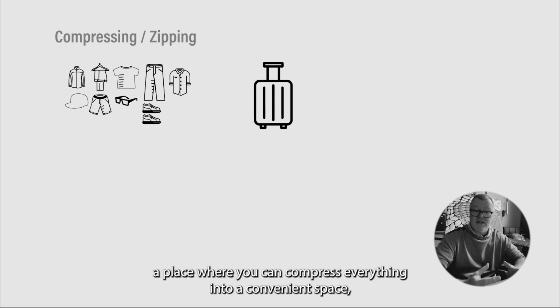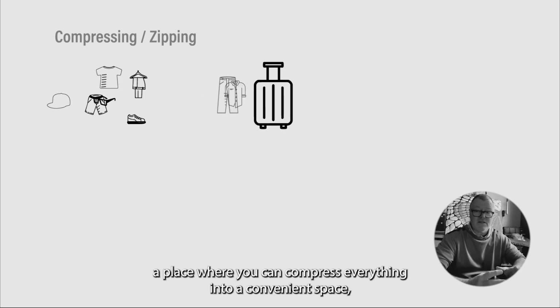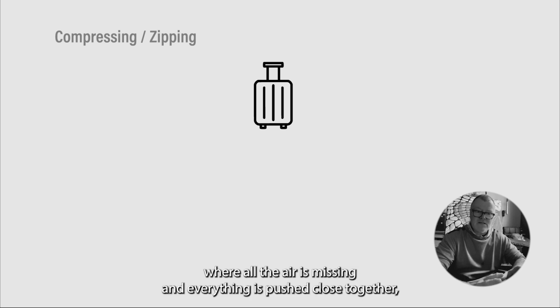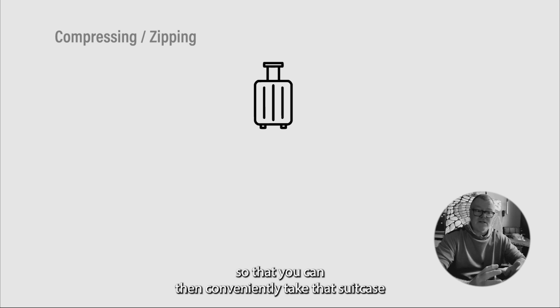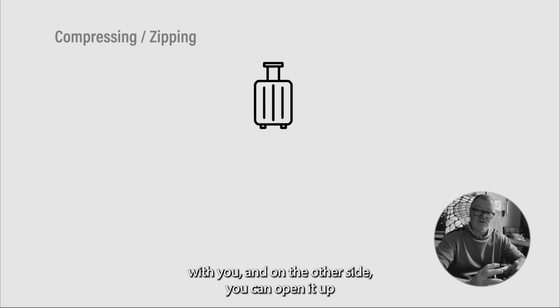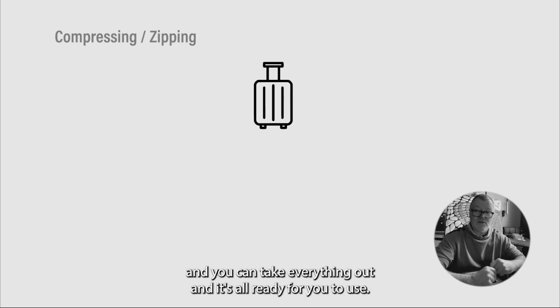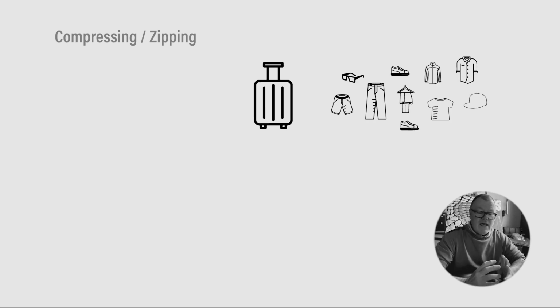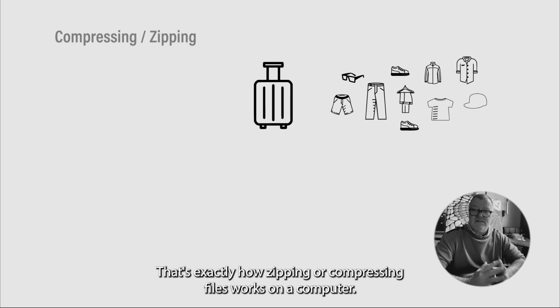A suitcase is basically a place where you can compress everything into a convenient space where all the air is missing and everything is pushed close together, so that you can then conveniently take that suitcase with you, and on the other side you can open it up and you can take everything out and it's all ready for you to use. That's exactly how zipping or compressing files works on a computer.